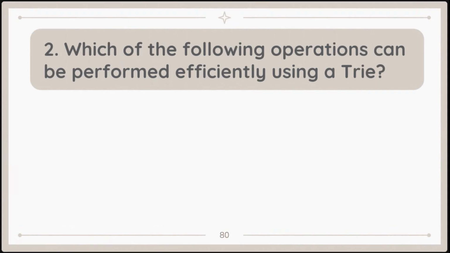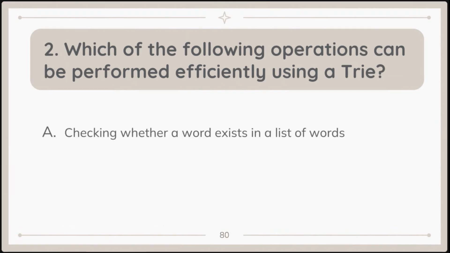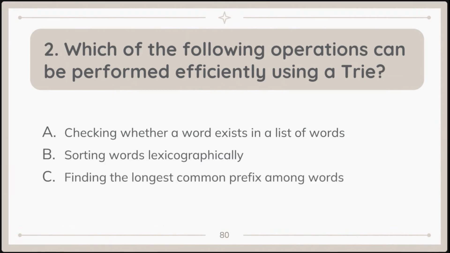The second question is, which of the following operations can be performed efficiently using a trie? A. Checking whether a word exists in a list of words. B. Sorting words lexicographically. C. Finding the longest common prefix among words. D. All of the above. The correct answer is D.